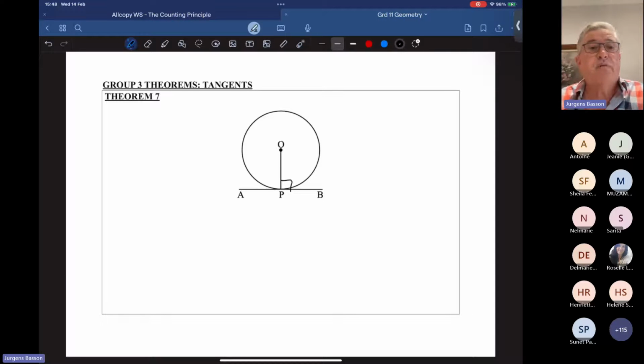It's a very important theorem. We use it in geometry, but we also use it in analytical geometry in grade 12 when we do circles and tangents. So they must remember the theorem for that as well. So a radius is always perpendicular to a tangent.